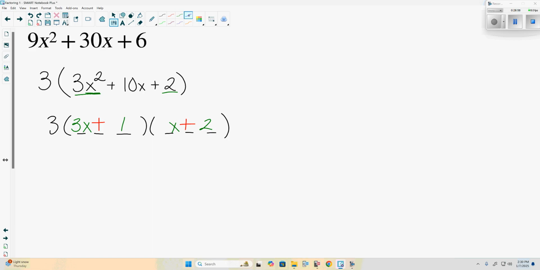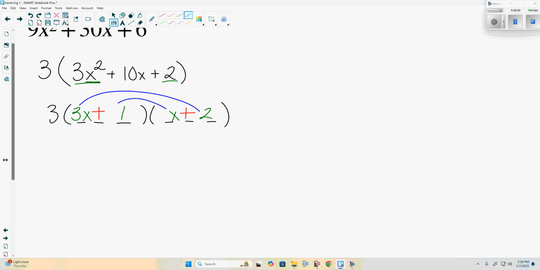All right, let's check it for the middle term. 3x times 2 is 6x. 1 times x is x. 6x plus x is 7x. Is that the middle term? No. Well, we can switch the 1 and 2. 3x times 1 is 3x. 2 times x is 2x. 3x plus 2x is?